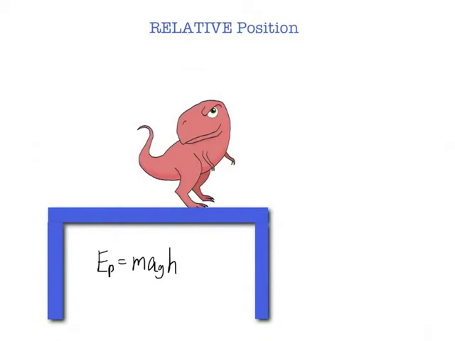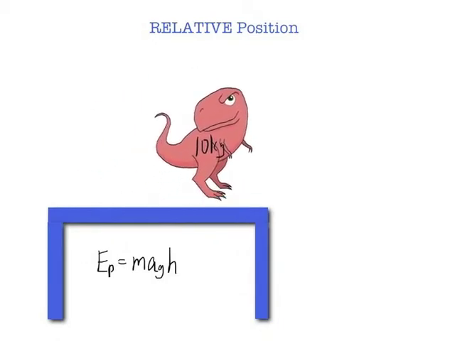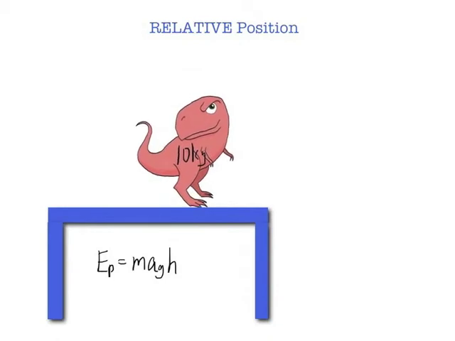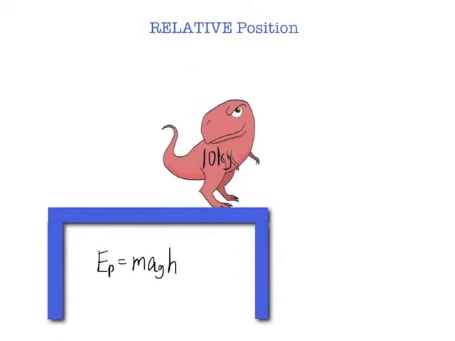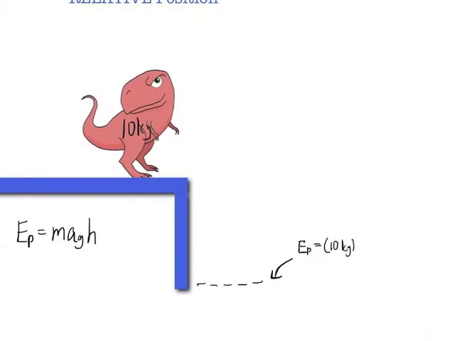Many students just assume that this h over here is the height of the object above the ground, right? But that doesn't necessarily have to be so. Let me give you an example. Say a 10-kilogram dinosaur is terrorizing a table, roar, by standing on it. If the ground was our reference point, then the dinosaur's potential energy would be the mass, that's 10 kilograms, times 9.81 times 1 meter. That gives us 98.1 joules.